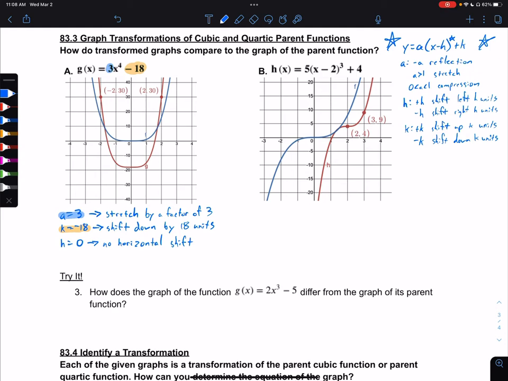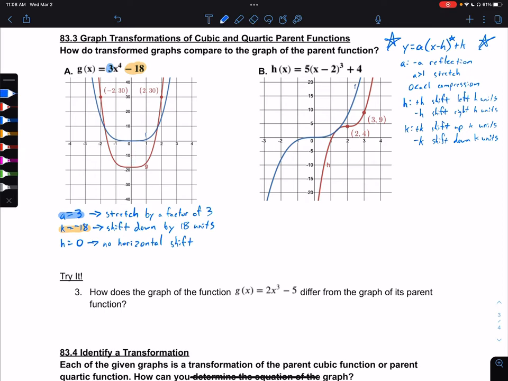You should be able to do these without the graphs. Obviously, we didn't need to look at the graph to figure out what a, h, and k were. But if you do look at the graph, you'll notice that this blue one, our f term, shifted down 18 units. And it kind of got pulled a little bit taller. So it kind of got narrowed. So that's why there's a stretch.